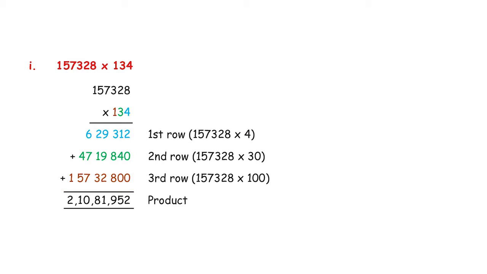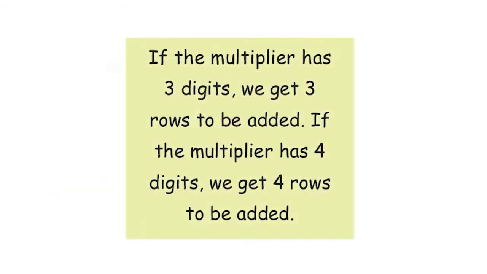And just like how you do multiplication of numbers, you just have to add all the 3 rows. Make sure you add the digit corresponding to the same place value. When you add it, the product is 21,081,952. So 134 bikes would cost 2,10,81,952 rupees. Remember, if the multiplier has 3 digits, like how 134 has 3 digits, you get 3 rows to be added. If the multiplier had 4 digits, you get 4 rows to be added.